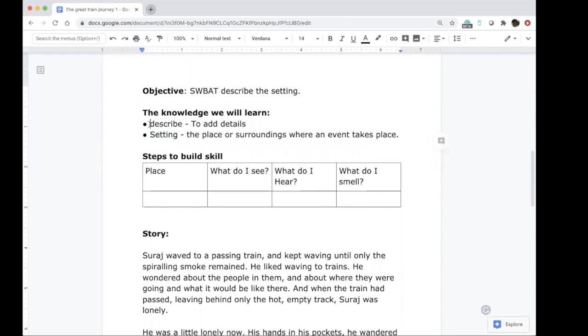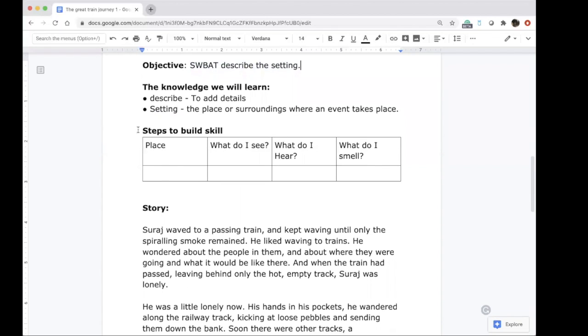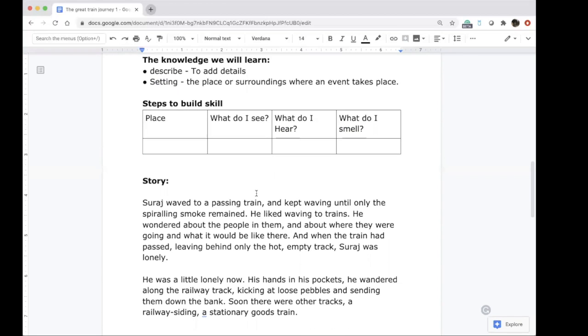So these are 2 important words that we are going to learn and also try to understand throughout today's lesson. What is the objective? Students will be able to describe the setting. So that is what we are going to do today. We will come back to this table. I will tell you later what that is and why we need that today.